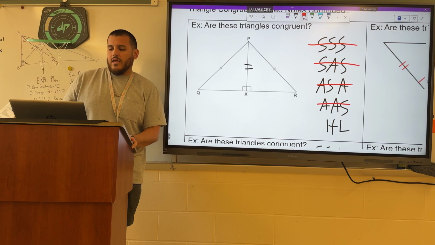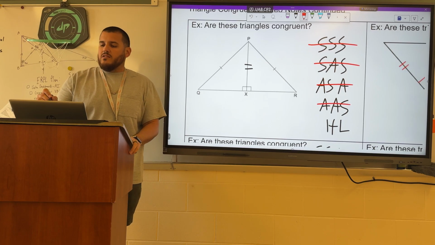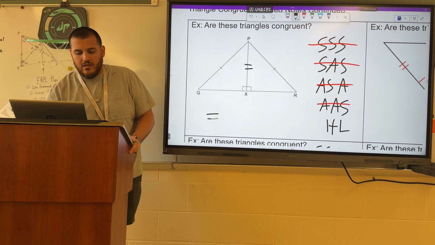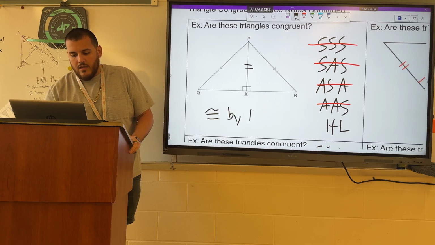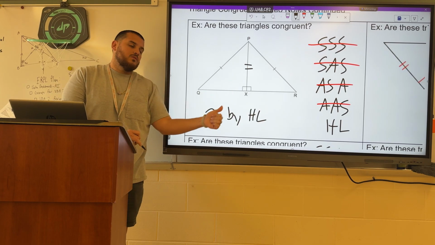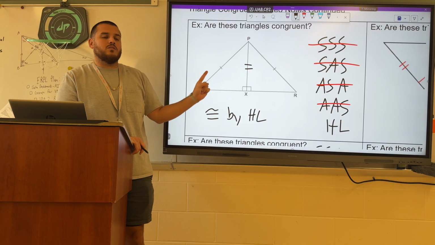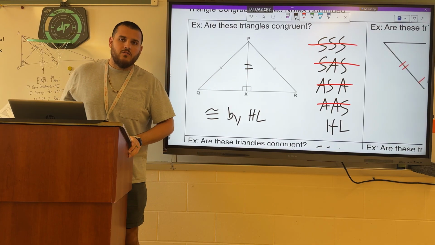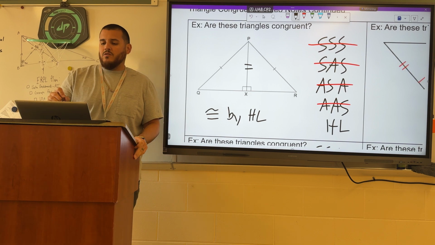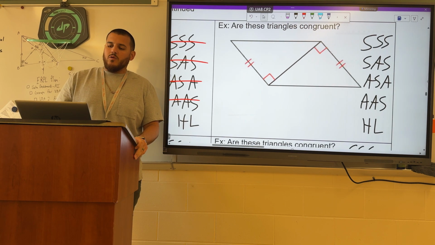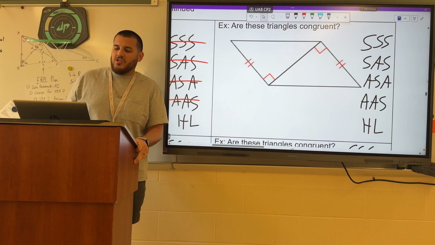For the same reason, it cannot be angle side. We do have triangles that are congruent here by hypotenuse leg because they are both right triangles. The hypotenuses are marked congruent to each other and they have a pair of congruent legs, congruent by hypotenuse leg. In our next example, we have another set of triangles that are sharing a side.